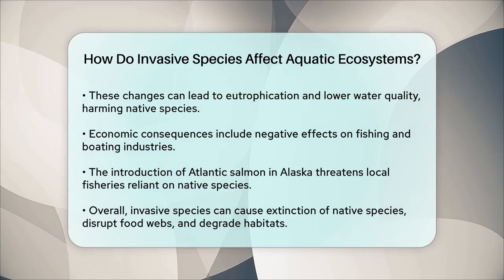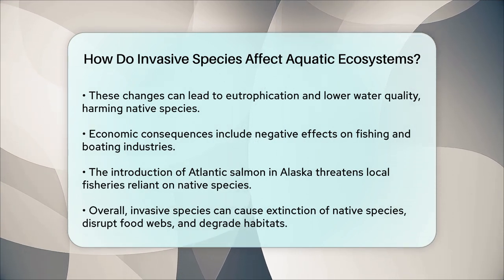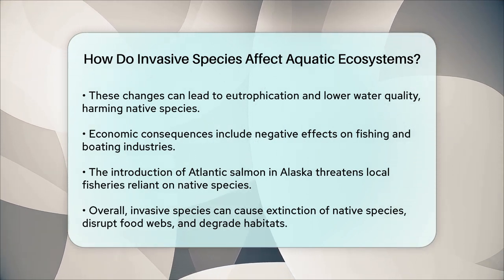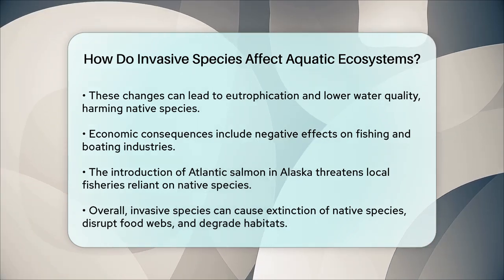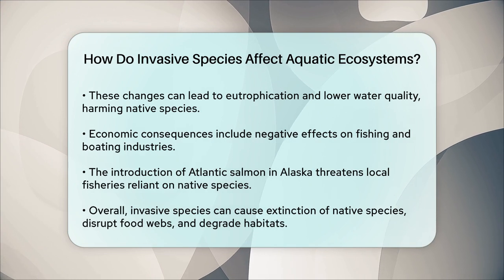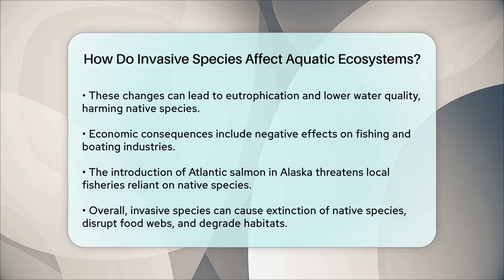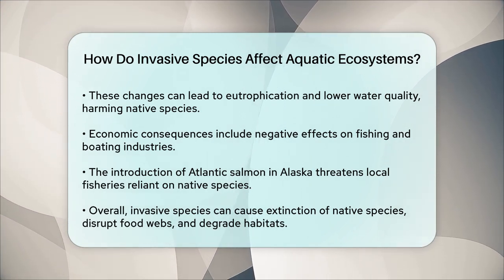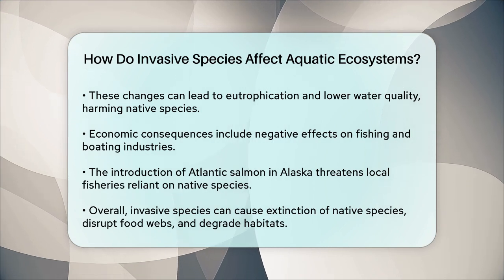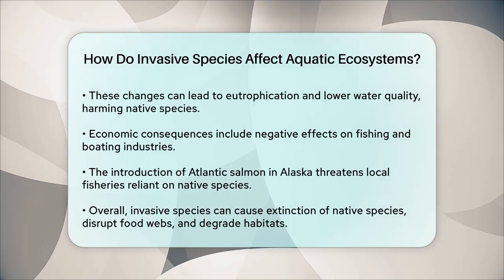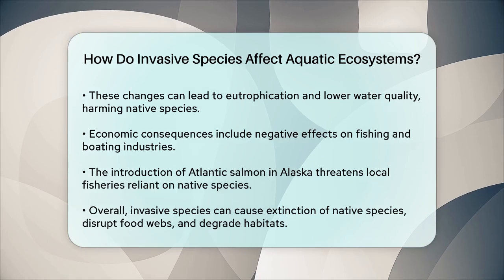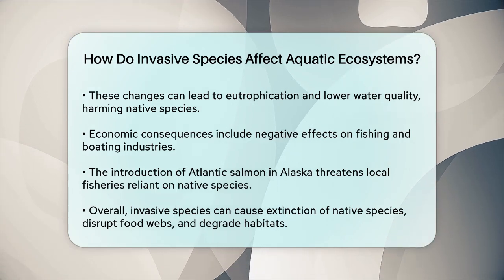In summary, invasive species can lead to the extinction of native plants and animals, reduce biodiversity, and permanently alter habitats. They can disrupt the food web, degrade water quality, and have significant economic impacts on aquatic ecosystems. Understanding these effects is crucial for managing and protecting our aquatic environments.